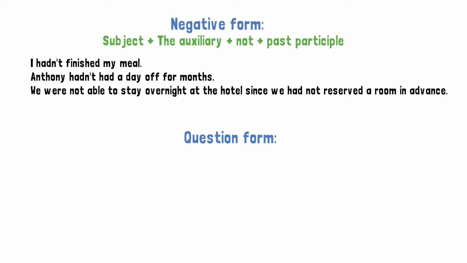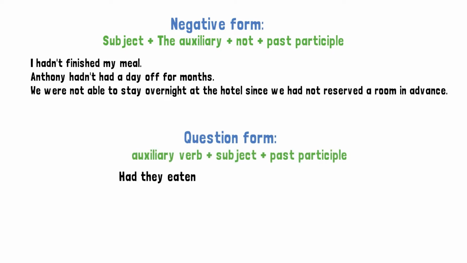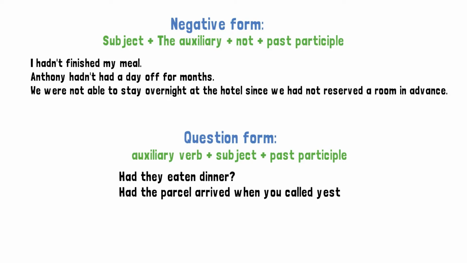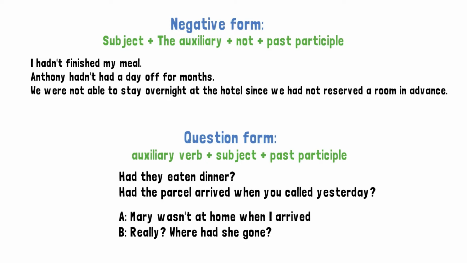For question sentences, we exchange the subject and the auxiliary verb. Had they eaten dinner? Had the parcel arrived when you called yesterday? Mary wasn't at home when I arrived. Really? Where had she gone?